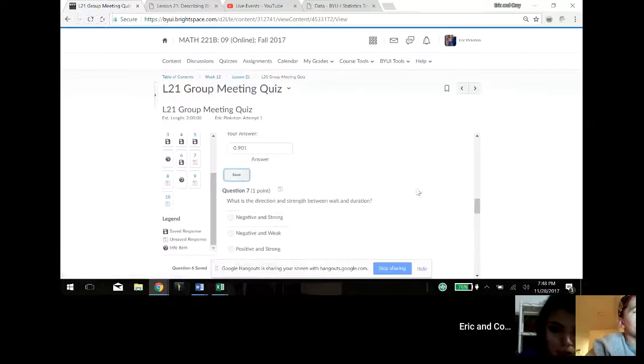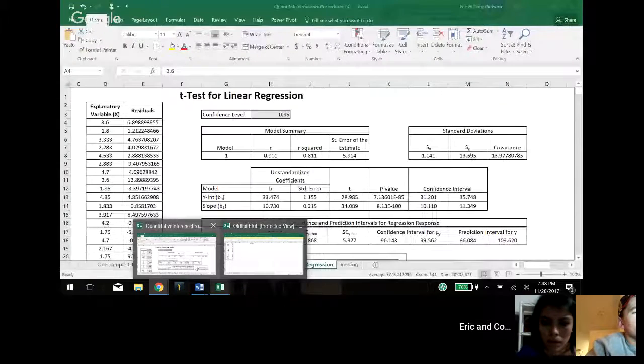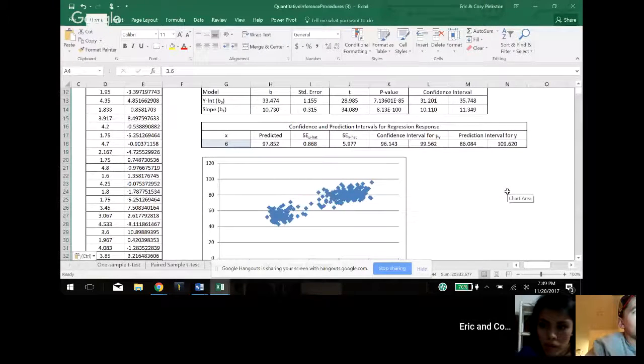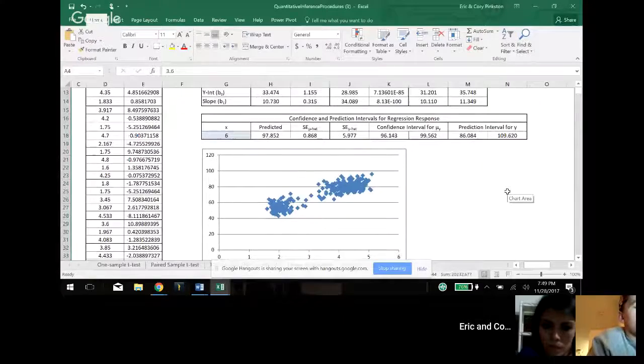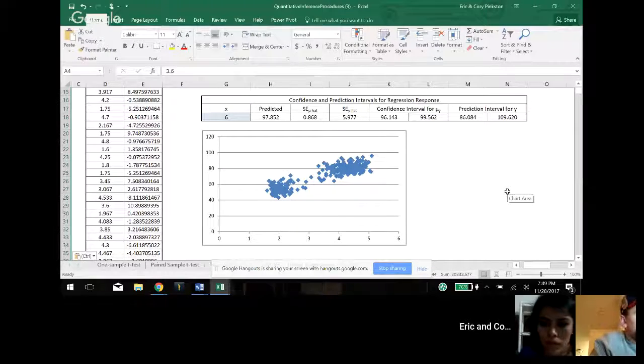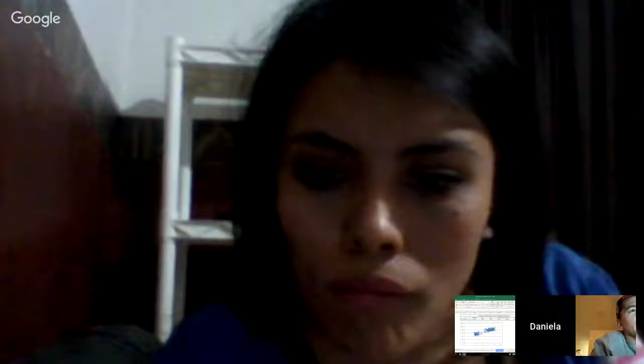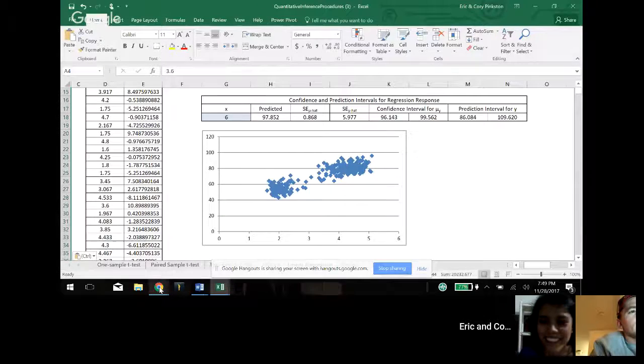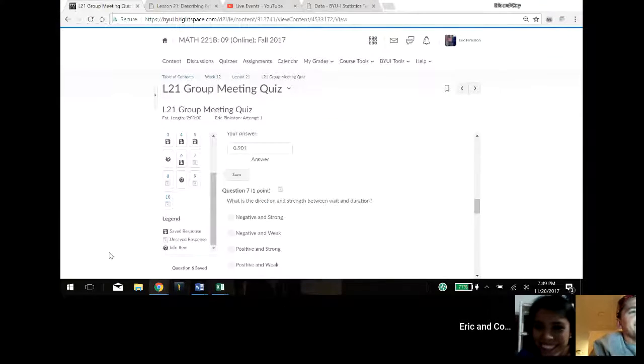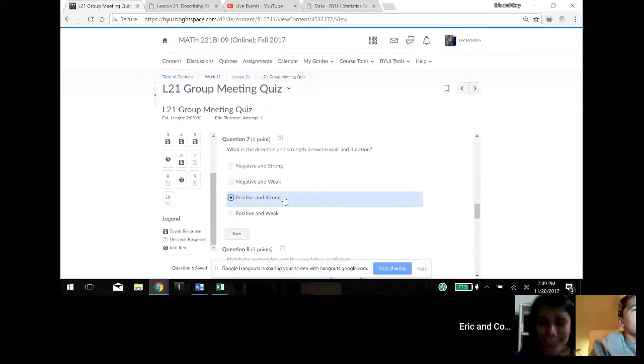What is the direction and strength between weight and duration? Well, does that come from looking at the plot? Do you guys see my screen still? Yeah, it's a positive correlation. Is it super strong? What are the possible answers? Positive strong, positive weak, or negative weak? I would say positive strong. I would too. Yeah, it's positive strong.